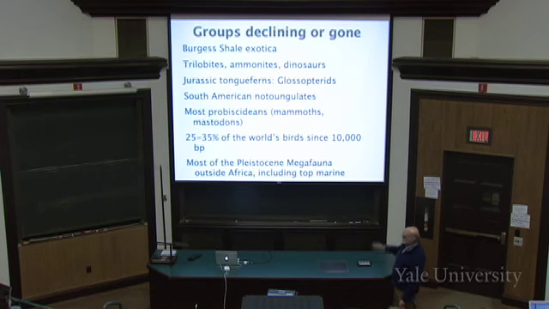In the last 10,000 years, mostly on islands in the Pacific, 25 to 35% of the world's birds have gone extinct. And outside of Africa, most of the Pleistocene megafauna is gone. If you want to see what the Pleistocene looked like, go to a national park in Africa, because that's what North America looked like 10,000 years ago, when we had 300, 400-pound beavers, and there was a North American lion that was bigger than an African lion, and of course the mammoths and the woolly rhinos and all of those things. So we are actually missing a lot of this stuff.